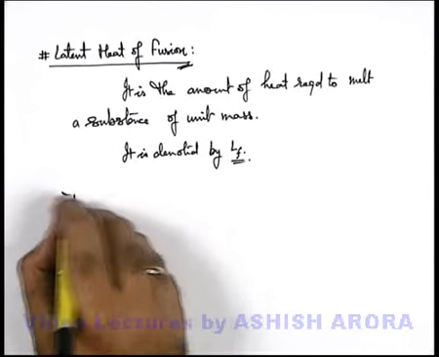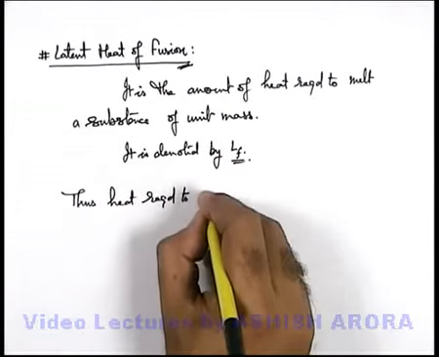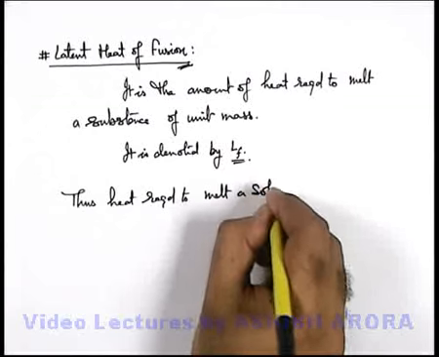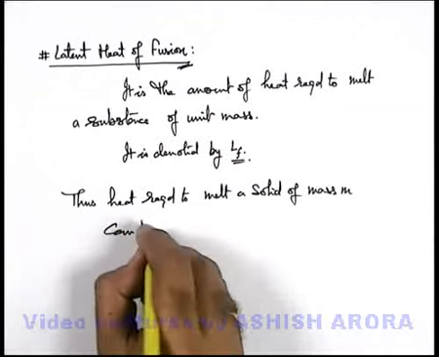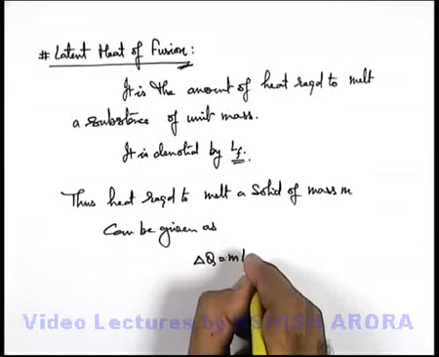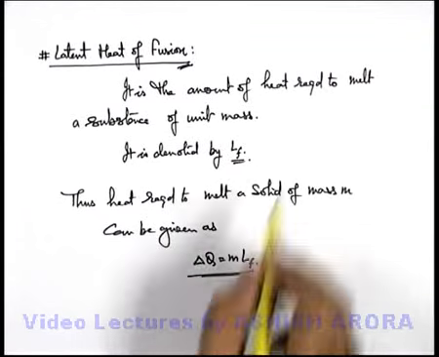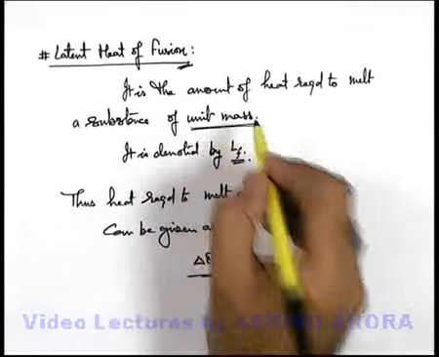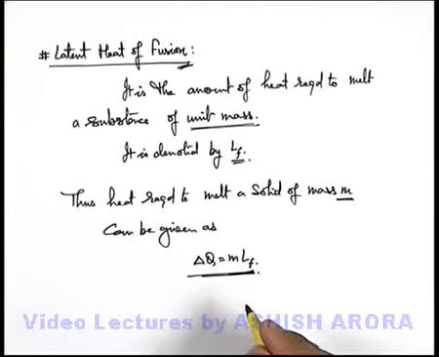So we can state here, thus heat required to melt a solid of mass m can be given as delta Q equals mLF. If LF is the amount of heat required for melting a substance of unit mass, then simply we can state for a mass m the amount of heat required to melt it is mLF. And this is something very common which you also studied in your previous classes.